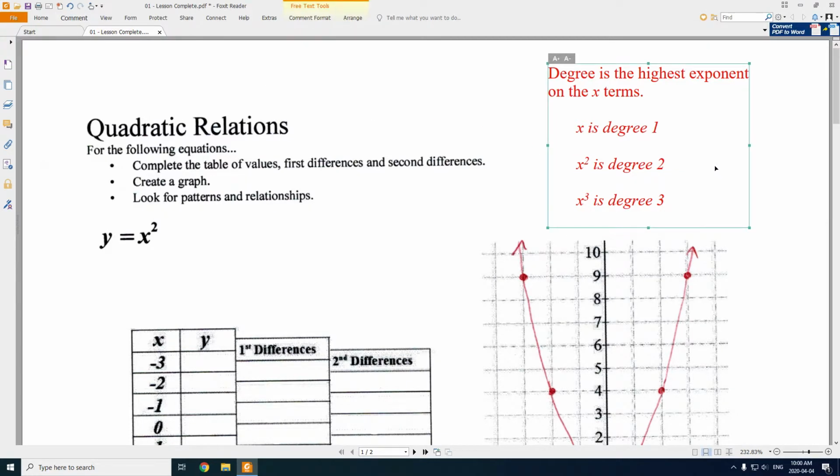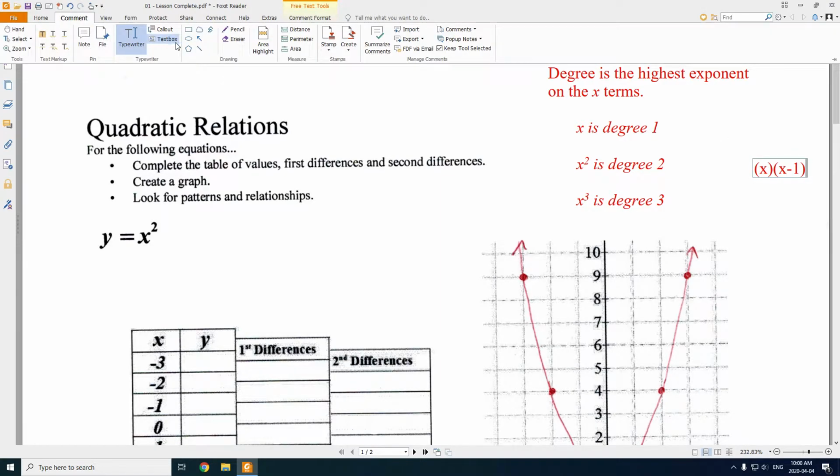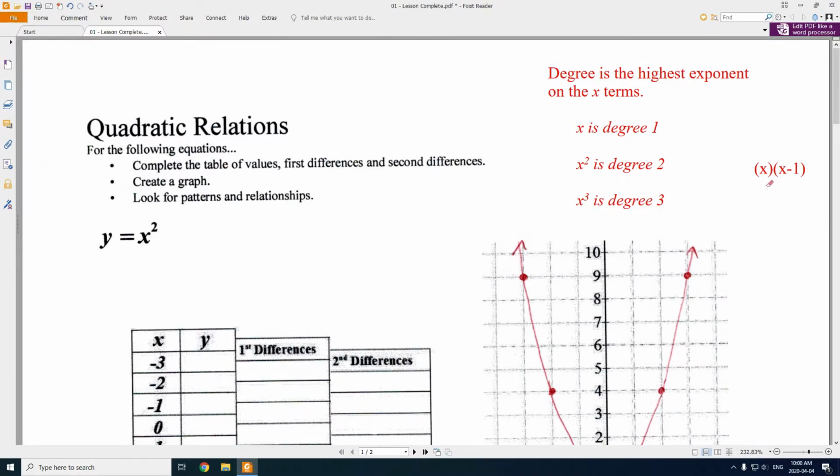Sometimes your equation involves terms that are multiplying together. So for example, maybe something like this. And in this case, those two brackets are multiplying together. But if you expanded it out into standard form, you'd still get an x squared. X to the 2 would still be a degree 2 equation. So you always have to expand it out first and then look for that highest exponent.